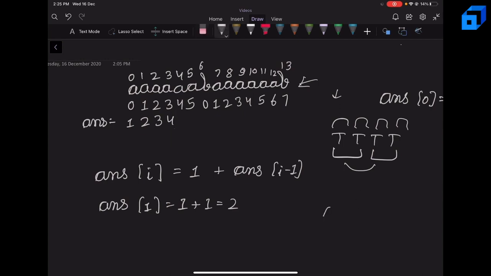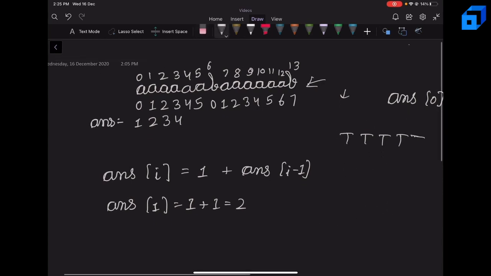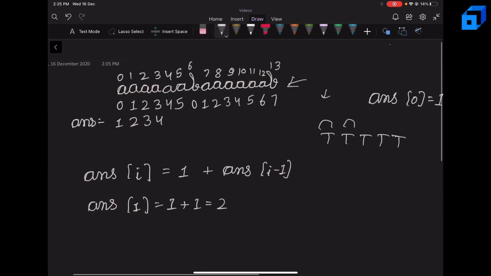We have AAAAA. Now again the period is 1. So we could write it as T 5 times, and again we need to divide it into 5 parts. So we'll require 5 plus answer of 0, which is 6. But we could also write answer of 4 is 1 plus answer of 3. So this would be 5 again.